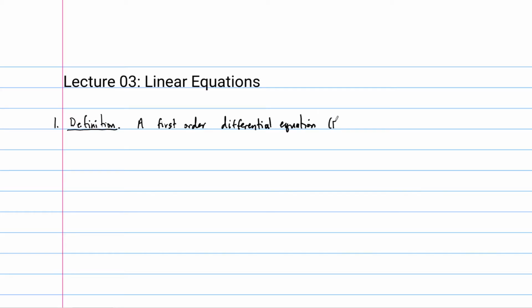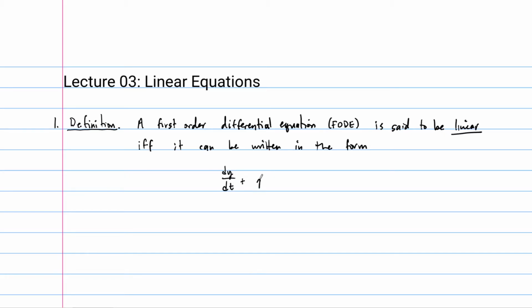I usually don't write all this out, right? But an F-O-D-E, or a first order differential equation, is said to be linear if, and this is what we're defining, linear if and only if it can be written in the form of the following. This is the linear form right here: dy by dt, the first derivative, plus some function of t times y equals some function of t.